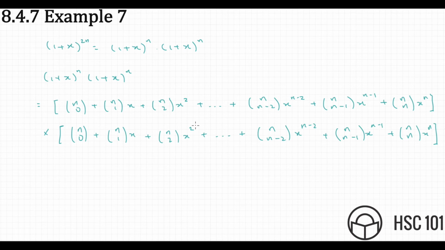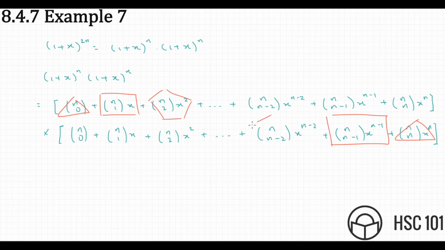So let's look for the x to the power of n term over here, which is the correct thing to do. Then we take nC0, which is a constant in the first bracket, times x to the power of n in the second bracket, and then the x term in the first bracket times x to the power of n-1 in the second bracket. You take the x squared in the first bracket times the x to the power of n-2 in the second bracket, and just let this continue.